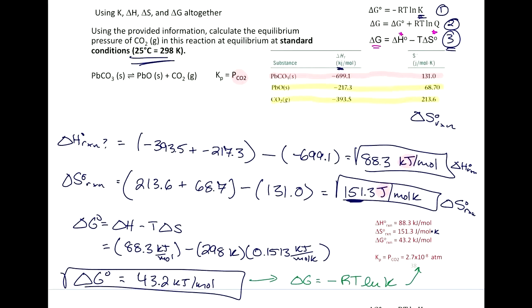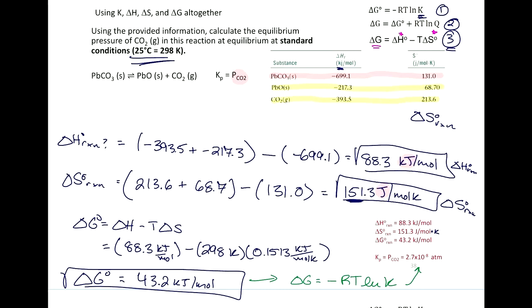So that requires you to go one step further, do one extra step where you use this delta H minus T delta S equation, and then plug it into that first equation that relates it to K. All right. So this one's a little bit harder.